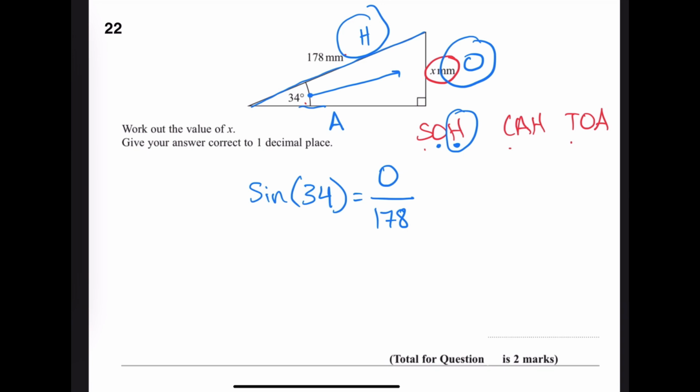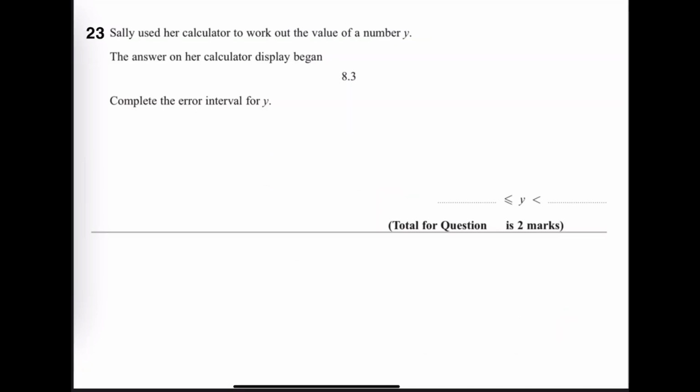Now, so we can find it, we'll just change the subject so that we can have O as we want. So it'll be sin 34, and we times that by 178, and that will equal O. And if you put that into a calculator, you will get 99.5.